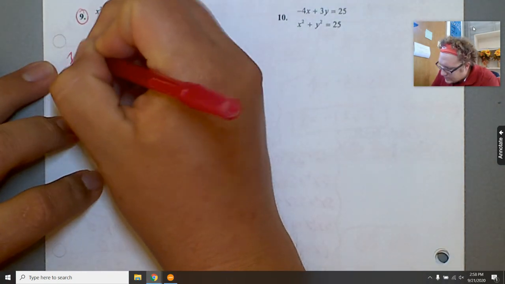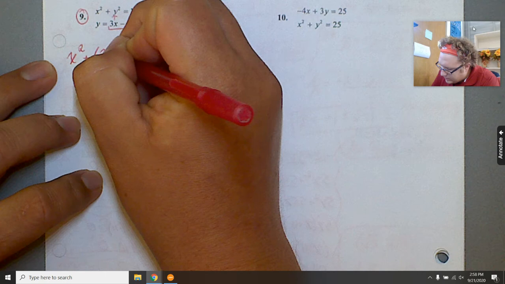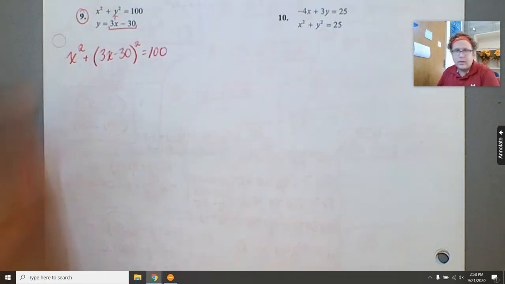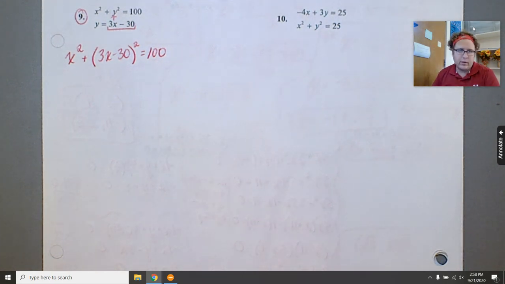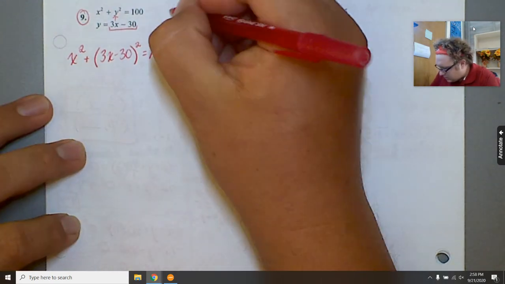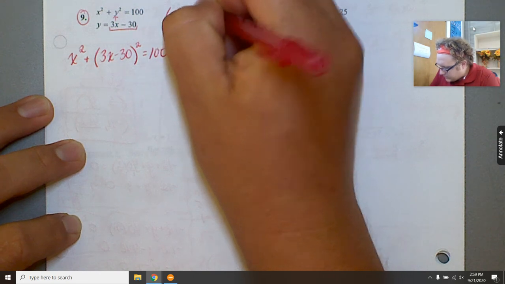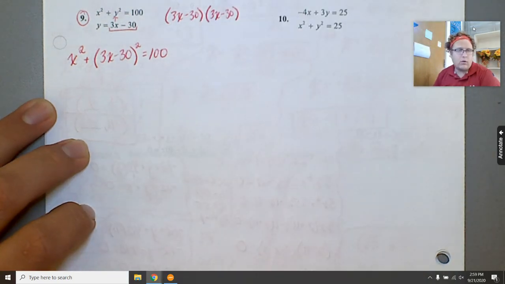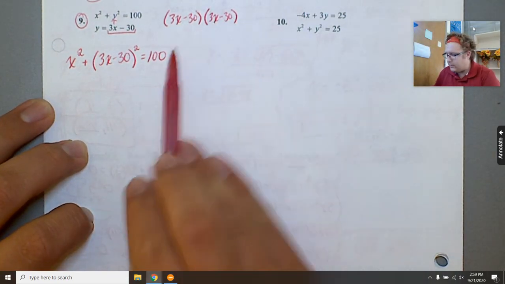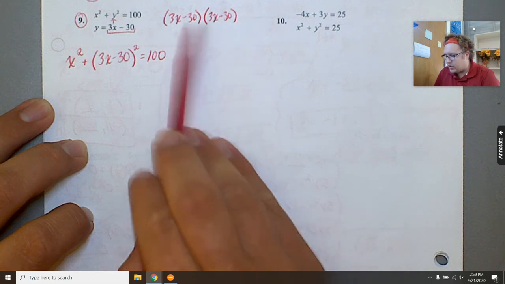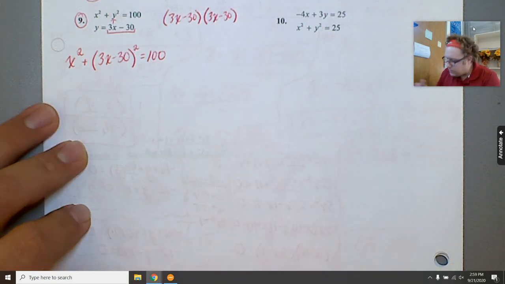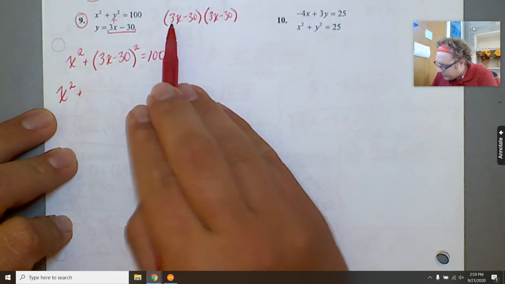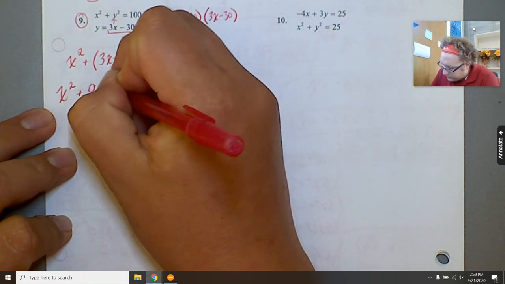So I'm going to rewrite this as x squared plus, and then I've got 3x minus 30 squared equals 100. I agree we're going to get some pretty big numbers here, but that's okay. We are ready for it. Just a small reminder, I like to write out a binomial squared like this to remind me that there have to be 4 multiplications every time I do this. So, all right, x squared plus 3x times 3x, we get 9x squared.